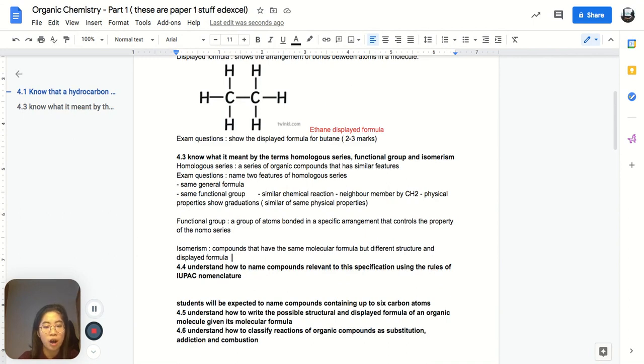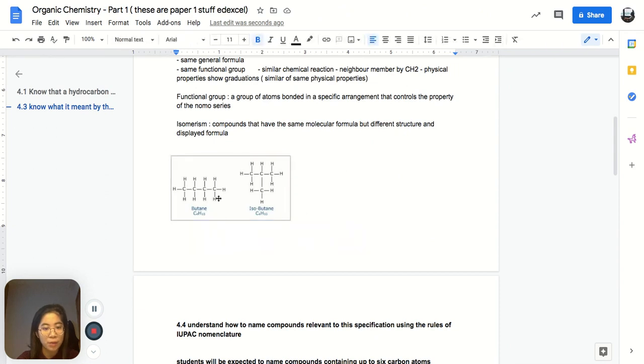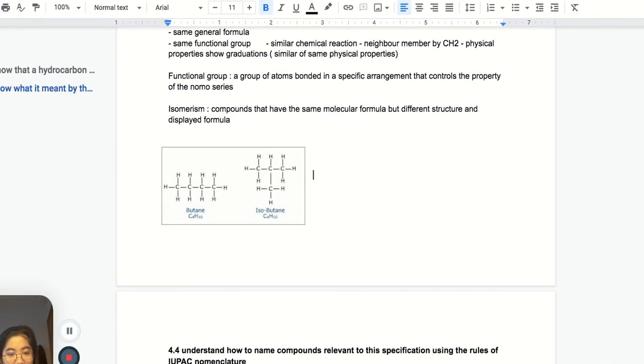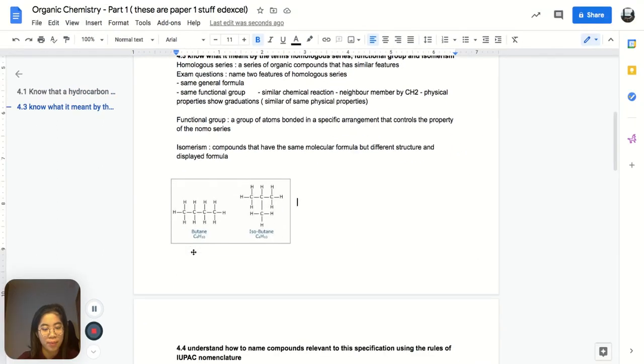So an isomer is a compound that has the same molecular formula but a different structure and displayed formula. I will have to give you guys an example. As you see in this picture, butane's molecular formula is C4H10, but could you see that the way they draw it is different?